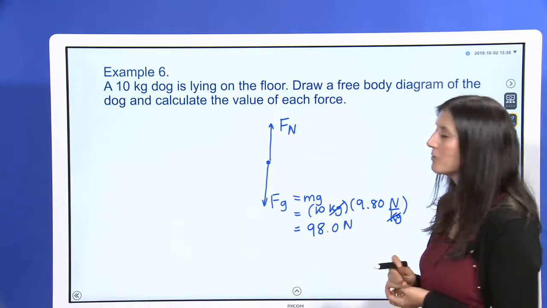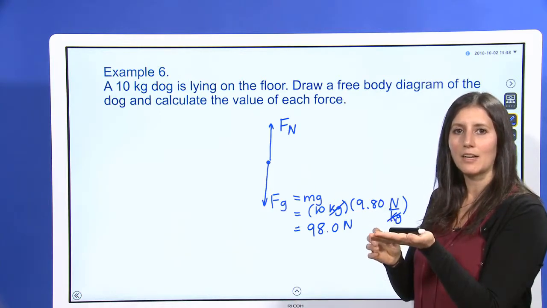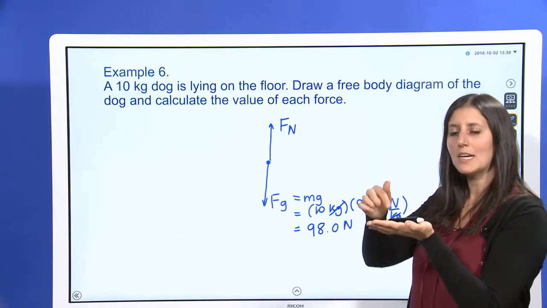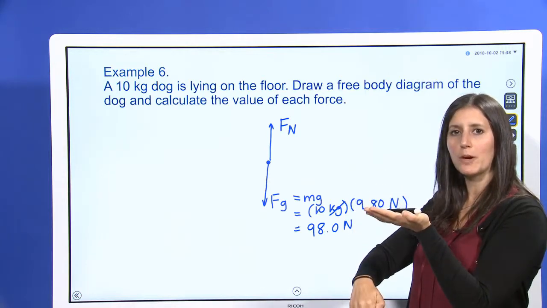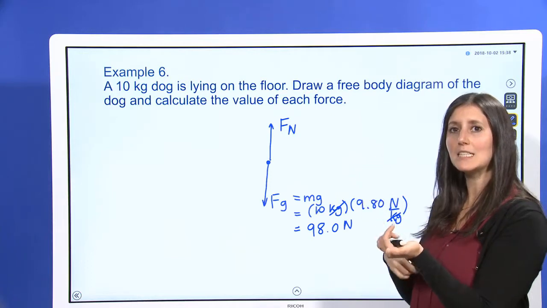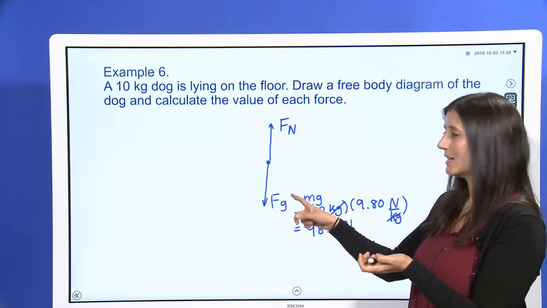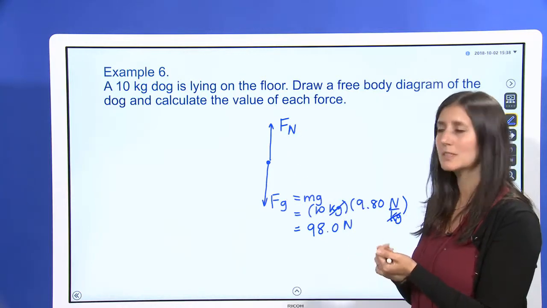So here's my normal force. Now because my dog is stationary, it's lying on the floor, it is not falling through the floor. That means that the force of gravity and the normal force need to balance one another out. So whatever I got for the force of gravity has to equal the normal force.